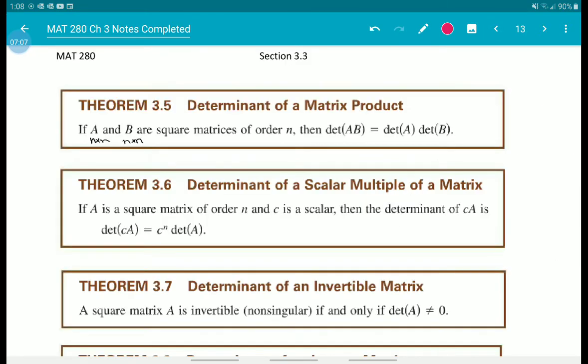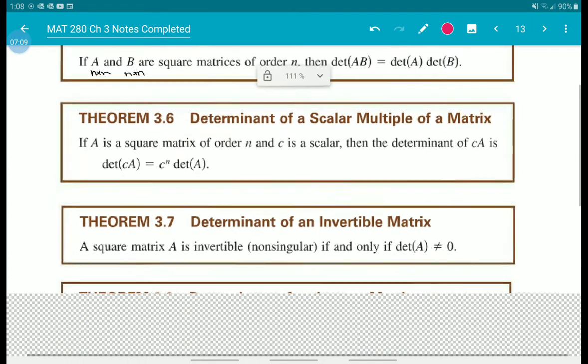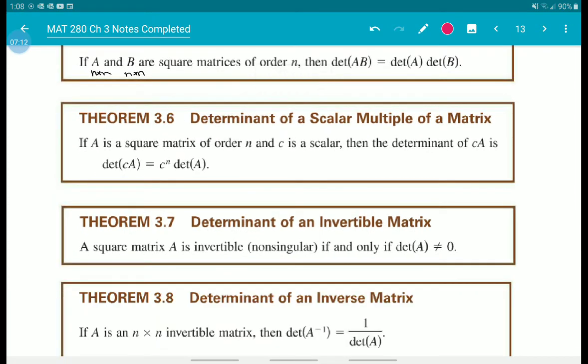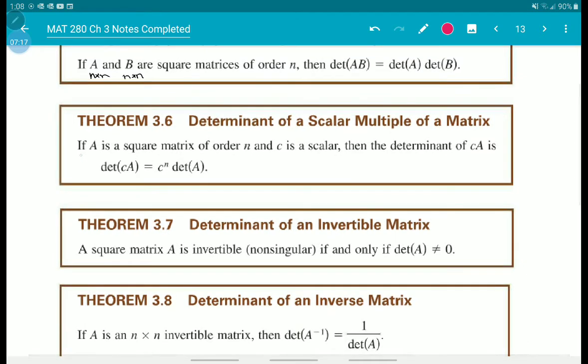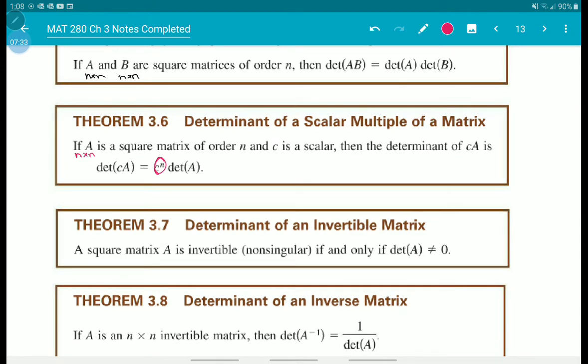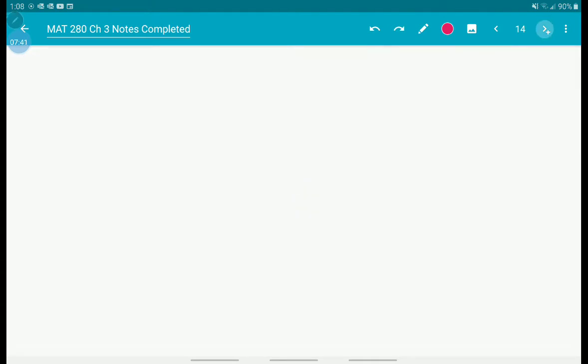So let's look at the next property. Theorem 3.6 says the determinant of a scalar multiple of a matrix. If A is a square matrix of order n, so A is, again, an n by n matrix, and C is some scalar, then the determinant of C times A is going to be equal to C to the nth times the determinant of A. Okay, and keep in mind what n is. N is going to be the order of the matrix. So let's look at that one.